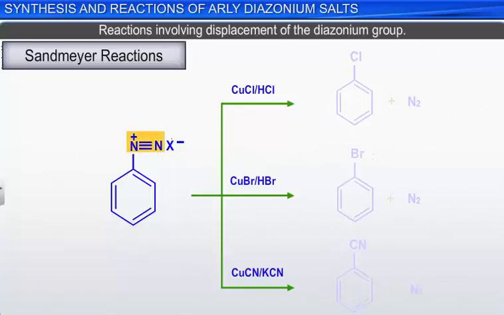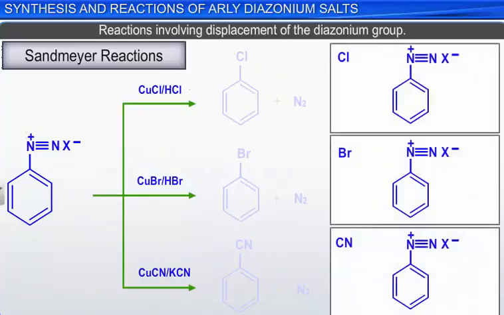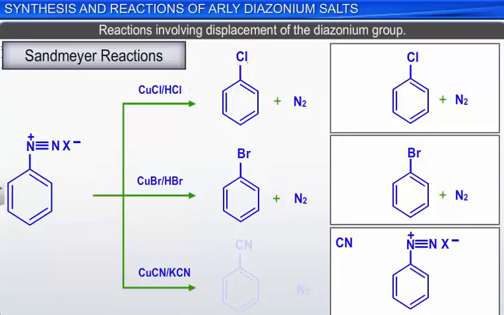The first group of reactions that we will discuss are known as the Sandmeyer reactions. In these reactions, the diazonium group is replaced by a chloride, bromide, or cyanide ion in the presence of copper-1 ions. Nitrogen molecules are released as a byproduct of the Sandmeyer reactions.